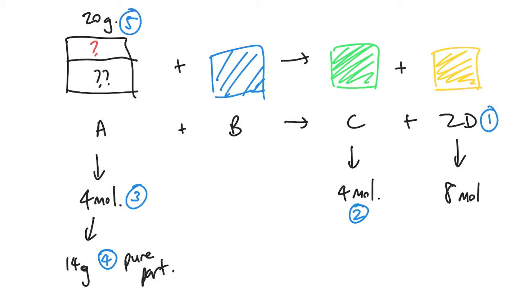14 over 20 is what, like 70%? Is that right? 70% pure. Because you've worked out the number of moles of a product which is produced, then worked out the number of moles of the reactant, then worked out the mass of it, then worked out its mass over the total. Okay? That's the last step.